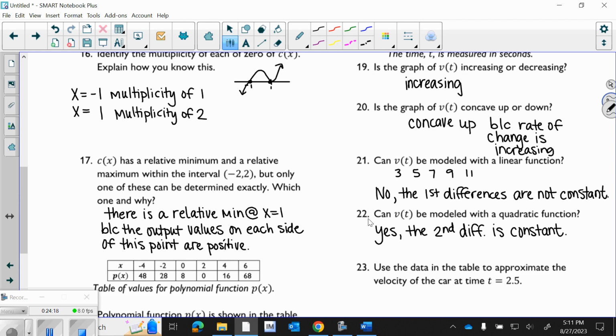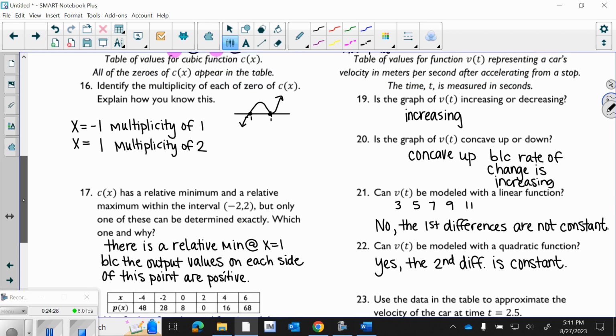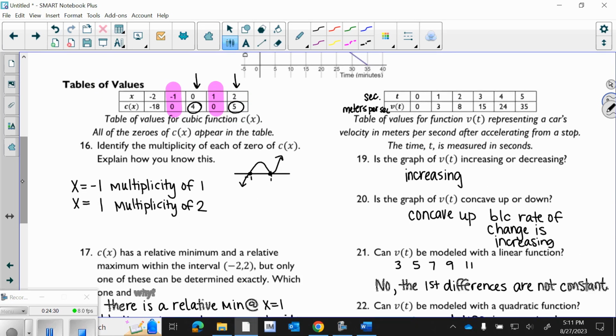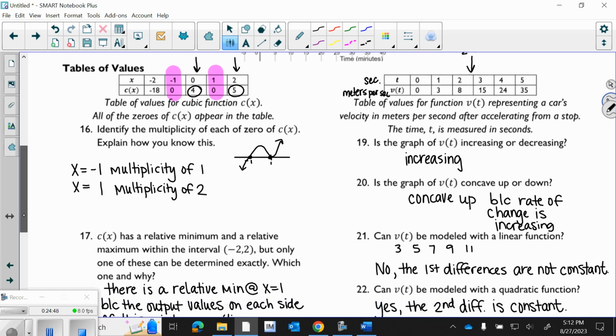Number 23. Use the data in the table to approximate the velocity of the car at time t equals 2.5. Since they do specify that this is an approximation, and 2.5 lands in the middle of 2 and 3, I could just use the average to find my approximate v of t. So I will take 8 plus 15, and I will divide it by 2.